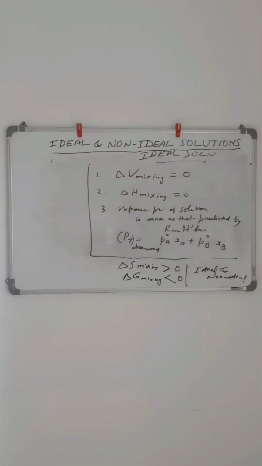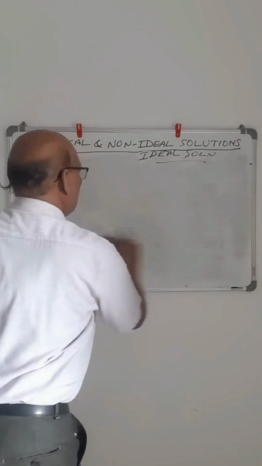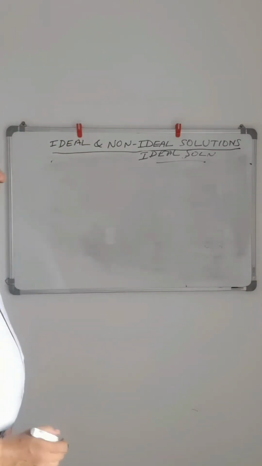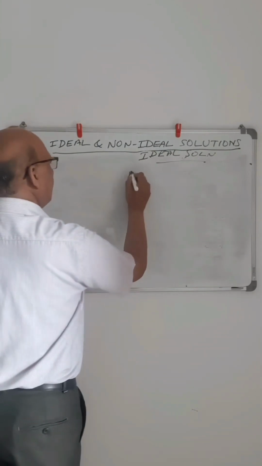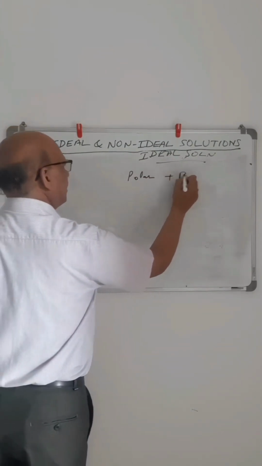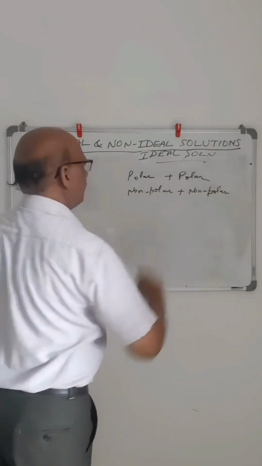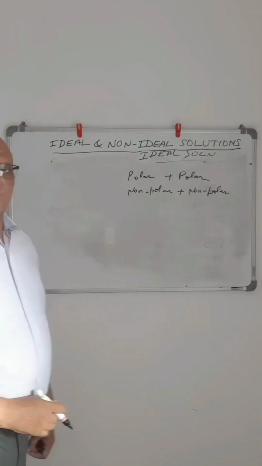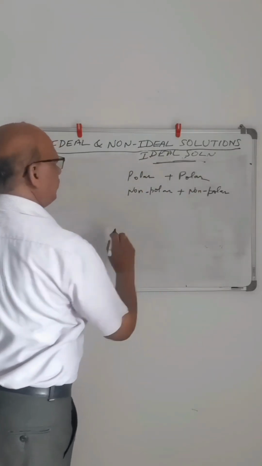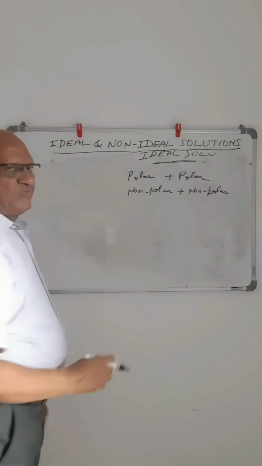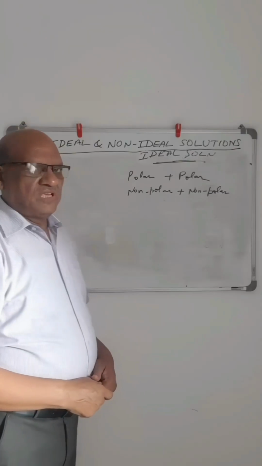Okay, so now we take some examples of ideal solutions. After that we will take the non-ideal solutions. First we have to see that both the liquids should be of identical nature. Say polar: if one liquid is polar, then the other should also be polar. If one is non-polar, then the other should also be non-polar. Why so? Because the intermolecular forces of attraction need to be identical. Then only this solution will behave as an ideal solution. If we take one polar and one non-polar, then these molecular interactions will be significantly different and the solution formed will not be an ideal solution.